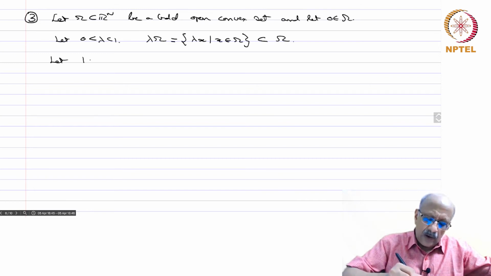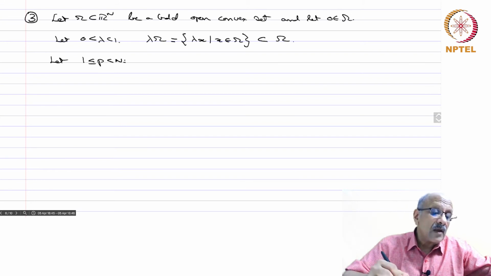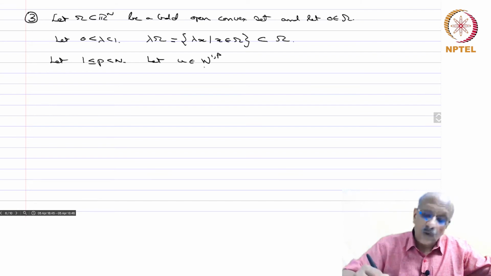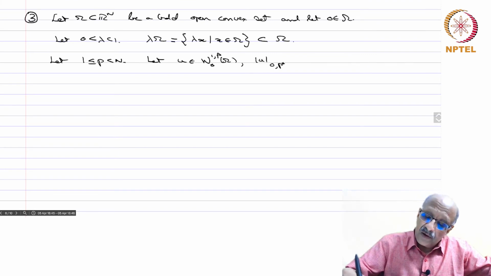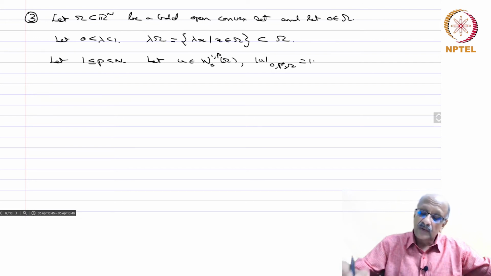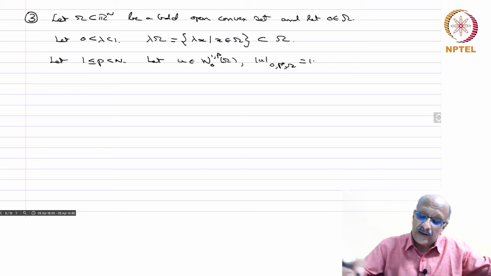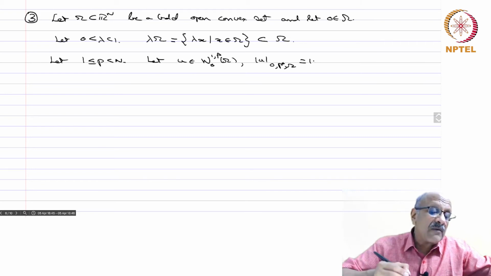Let 1 ≤ p < n. Let u belong to W^{1,p}_0 of omega, with norm of u in L^{p*}(omega) equal to 1. So we choose such a function. You can always find any u which is non-zero, divide it by the L^{p*} norm, because W^{1,p} is contained in L^{p*}, and that will have L^{p*} norm 1.